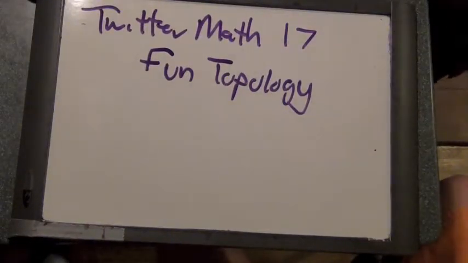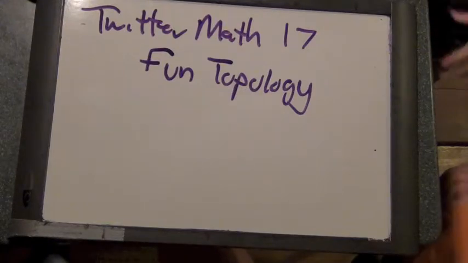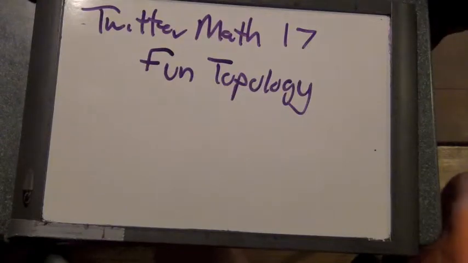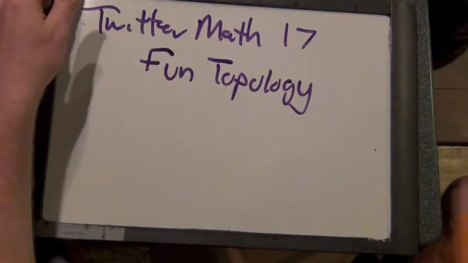Twitter Math number 17. So today on Twitter, I saw a really fun post by a woman named Evelyn Lamb, and she was talking about some really fun topology. And so I thought we would talk about topology. And you guys have already seen one kind of neat thing in topology. It's called the Mobius strip.